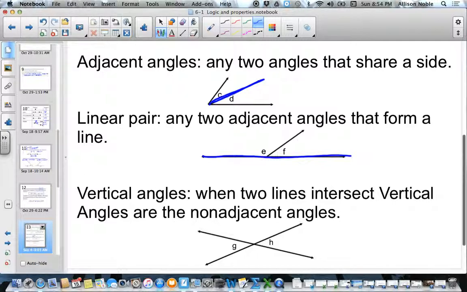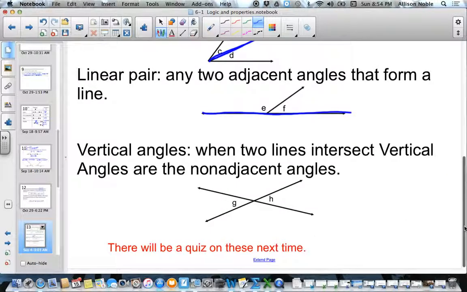Vertical angles happen when two lines intersect. Vertical angles are the non-adjacent angles. So this angle and this angle, angle G and angle H, are not adjacent. They are not next to each other, they do not share a side, so those are called vertical angles.